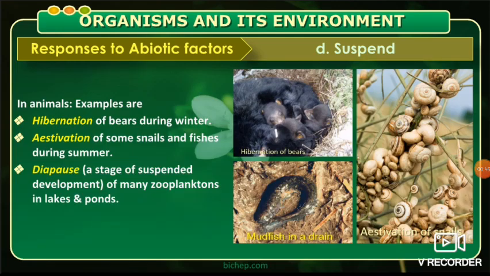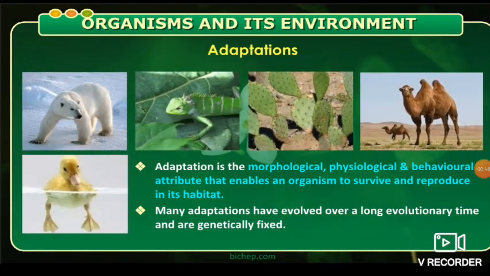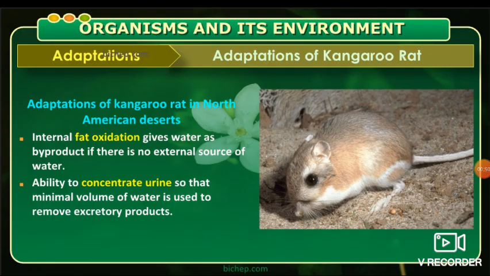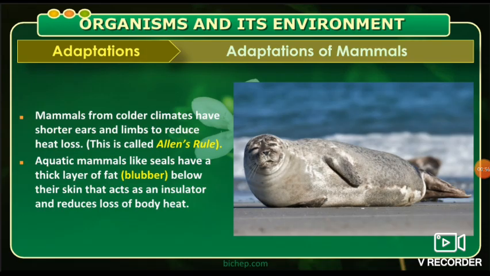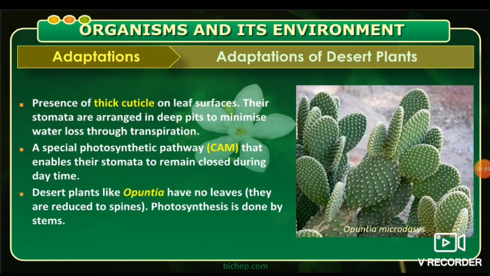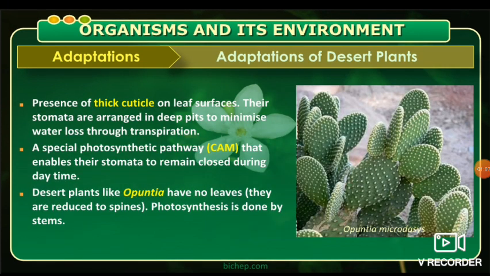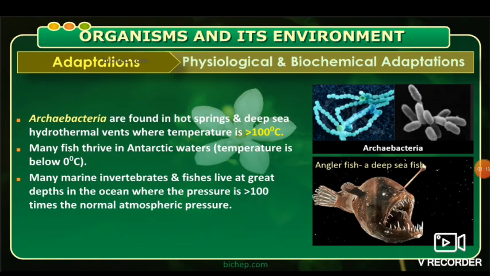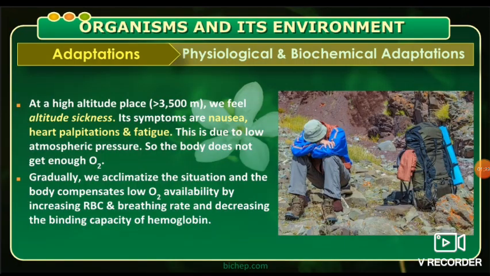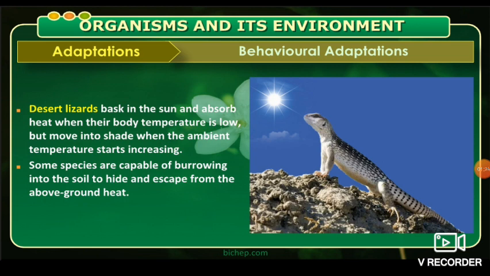In the next video lecture we completed the adaptations, with several examples. For example, the kangaroo rat, how the adaptation is present there, and along with that some mammals and how they are adapted for a changing environment. In that, Allen's rule is very important, please remember that. Here we can also see some important adaptations in plants, in desert plants. Along with that, we completed physiological and biochemical adaptations, and along with that, behavioral adaptation.